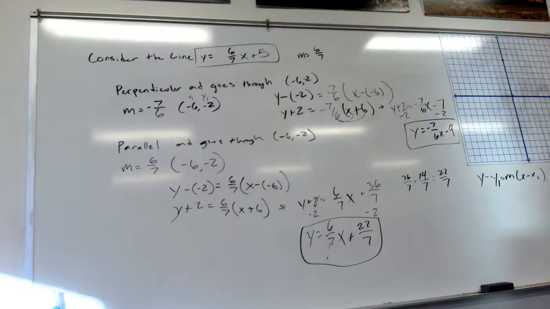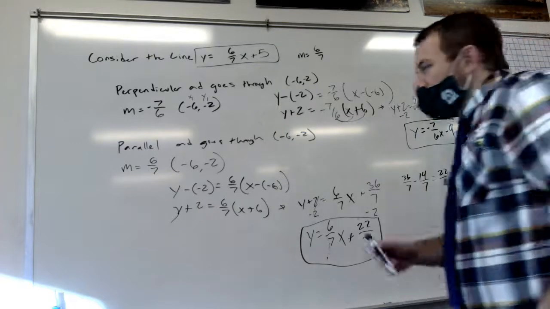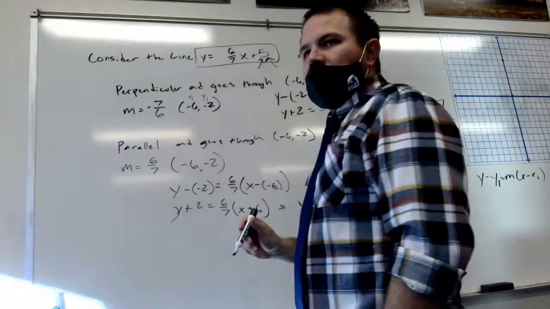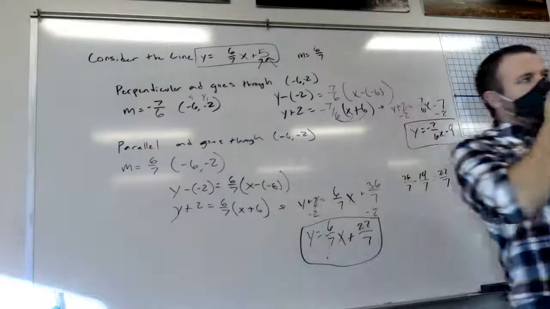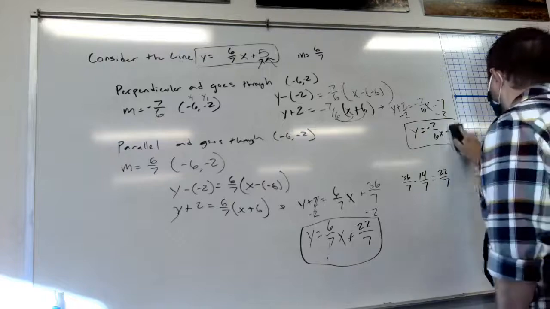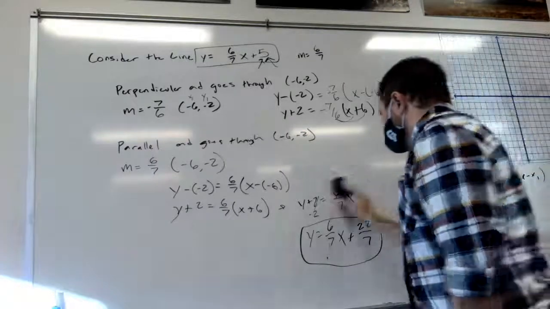So nothing changes. Alright, let me ask you a question here before I go on. Do I care what that is in the original equation they give to me? No. The only thing we need to look at is the slope, right? The slope is what tells us what's parallel and perpendicular. That's it. Okay, here we go.